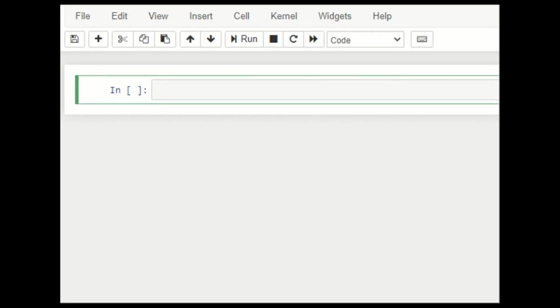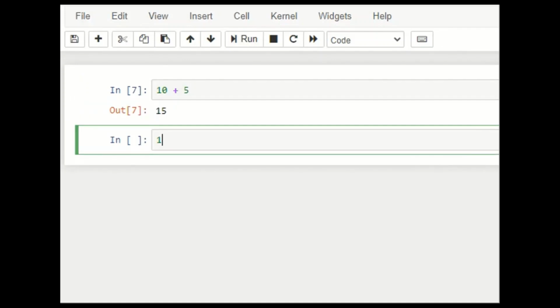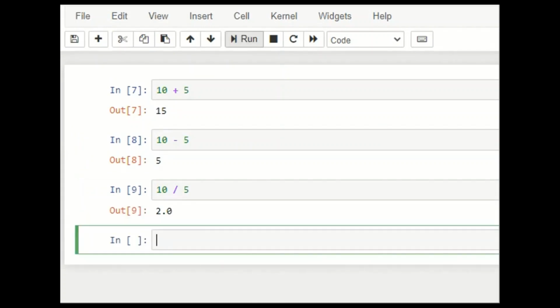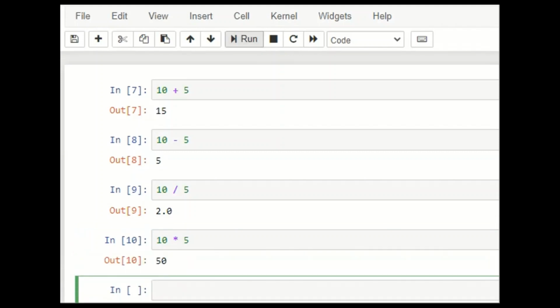So let's jump into our Jupyter notebooks and see what it actually looks like. The basic 4 operators are addition, subtraction, multiplication, and division. So if I wanted to do 10 plus 5, that should give us 15, which it does. And then 10 minus 5, which gives us 5. 10 divided by 5, which should give us 2. And 10 multiplied by 5 should give us 50. That was kind of intuitive because those operators are quite well known.